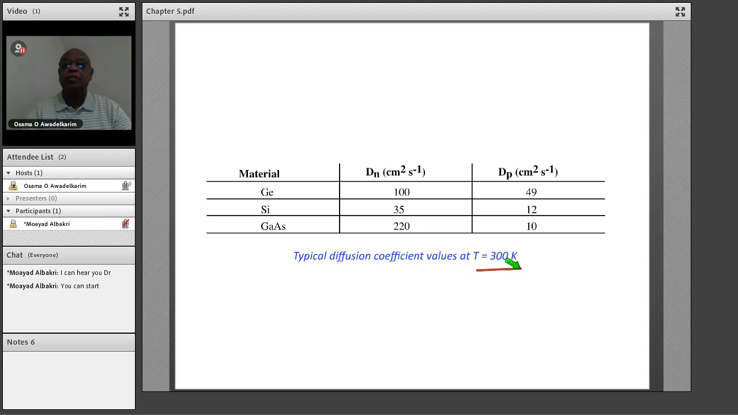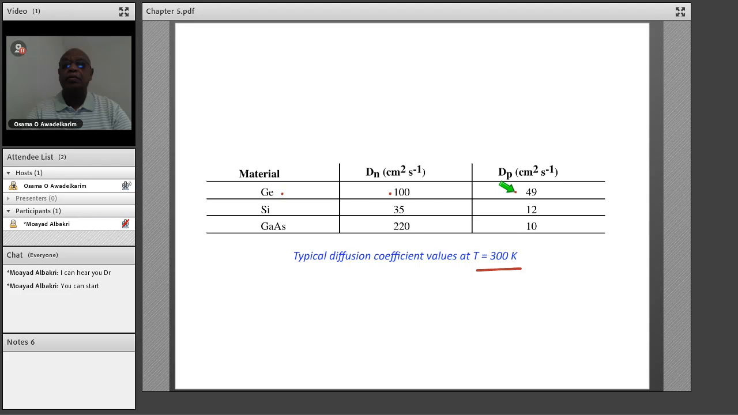And you can see that in a typical semiconductor like germanium, the diffusion coefficient for electrons is 100 centimeters squared per second. And for holes, 49. So holes diffuse at a much lower diffusion coefficient. And normally holes are heavier, so whether they drift or diffuse, they do so less readily than electrons. We also saw previously that the mobility of holes is much less than that of electrons. Again, that is because they're heavier.